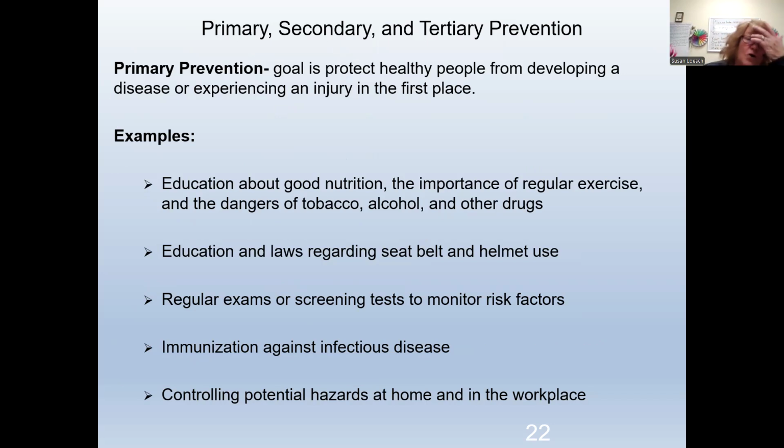All right, so the primary goal here is to protect people for primary prevention. That means we try to stop it before it happens. So we're doing education here. We're making laws, like requiring them to wear seatbelts and helmets. We'll do immunizations. So all this is to control before the injury or the illness occurs.